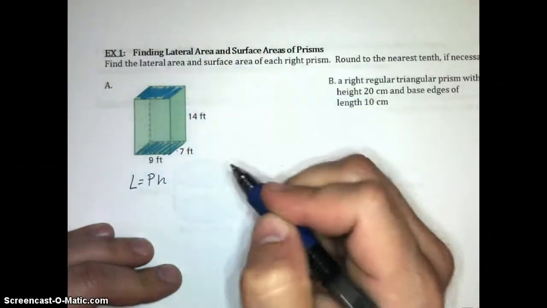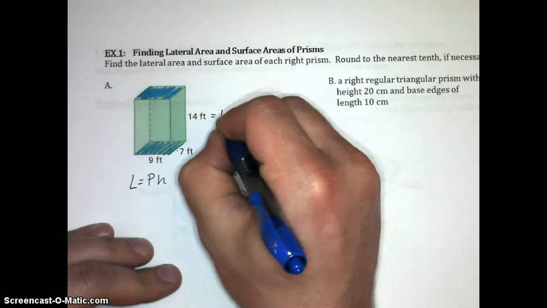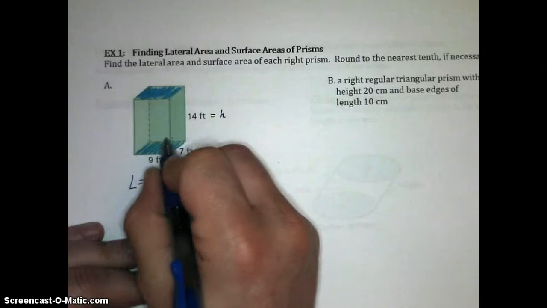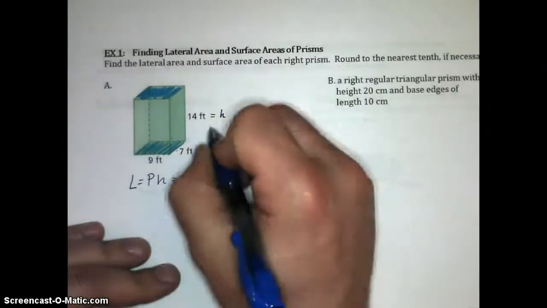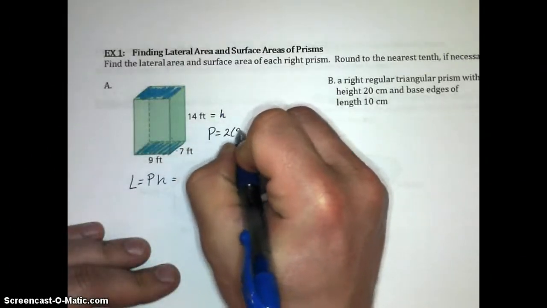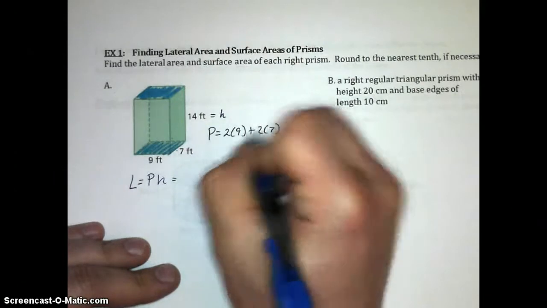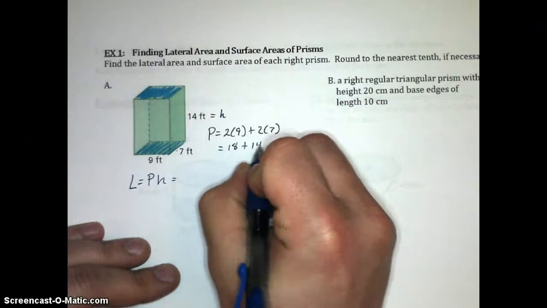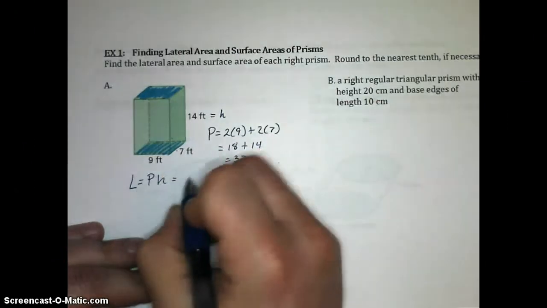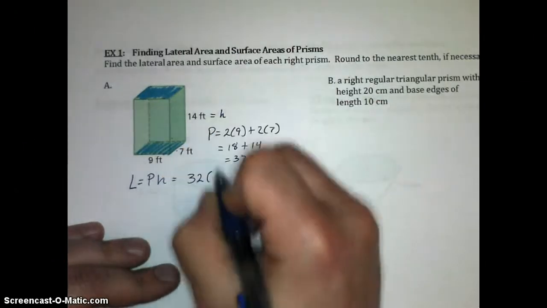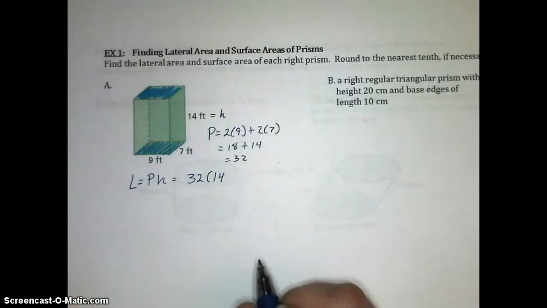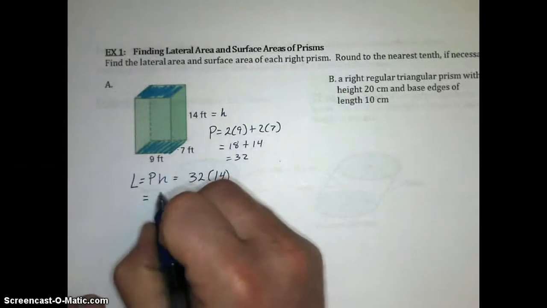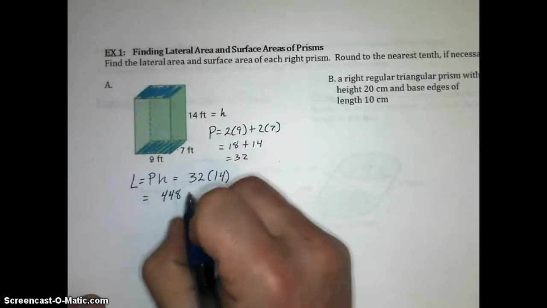Well, that means 14 is the height. All right, so let's find our lateral area first. Lateral area, we're going to take that perimeter, 9 plus 9 plus 7 plus 7. Okay, 9 plus 9 is 18, 7 plus 7 is 14. 18 plus 14 is 32. So our lateral area is 32 times that height measurement of 14. So our lateral area of this figure is 448 square feet.